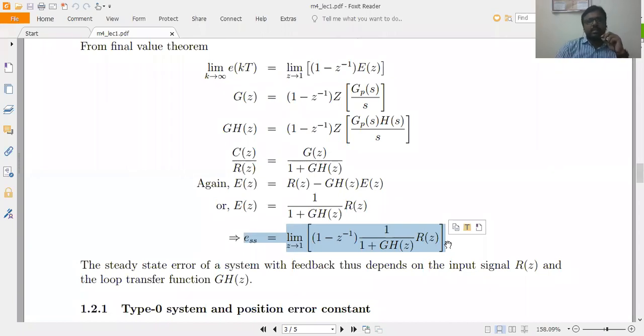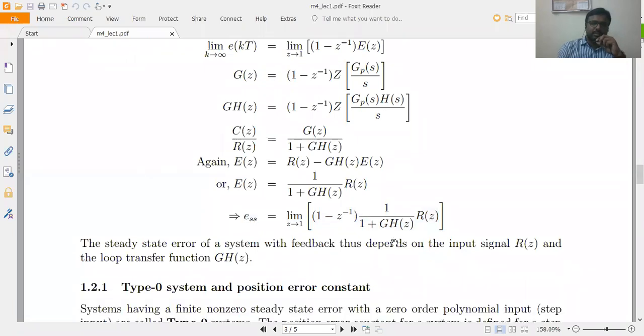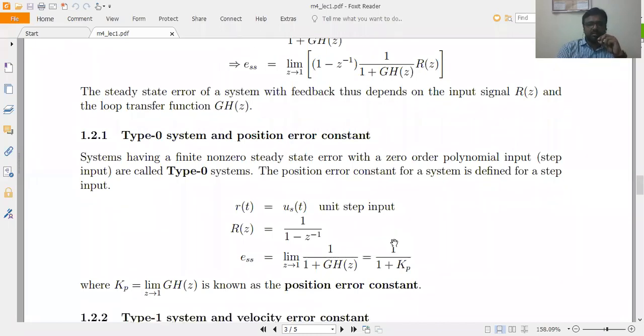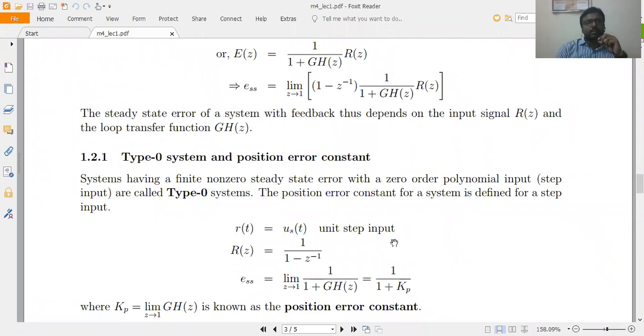We are going to frame three different types of error constants. That means based upon this steady state error expression, we are going to derive three different types of error constants. So the first one is the type 0 system or position error constant.